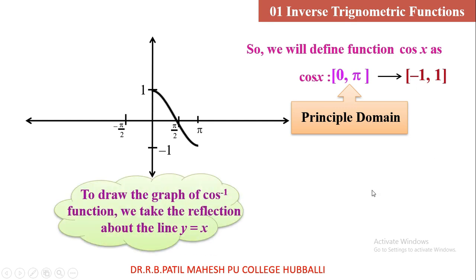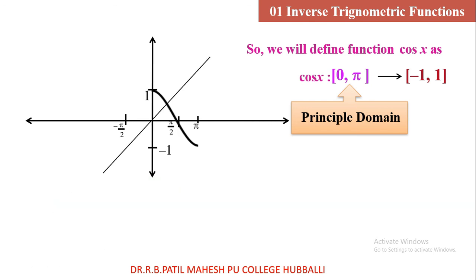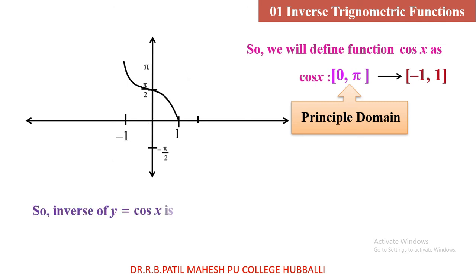To draw the graph of the cos inverse function, we take the reflection about the line y equal to x. Change the domain into codomain, codomain into domain. You can observe the replacement here. Now we get the inverse of the cos function like this. So the inverse of y equal to cos x is cos inverse of y from minus 1 comma 1, exactly the reverse of cos x, minus 1 comma 1 to 0 to pi, if cos x equal to y. So this is called the inverse of the cos function, and it is 1-1, onto, bijective.